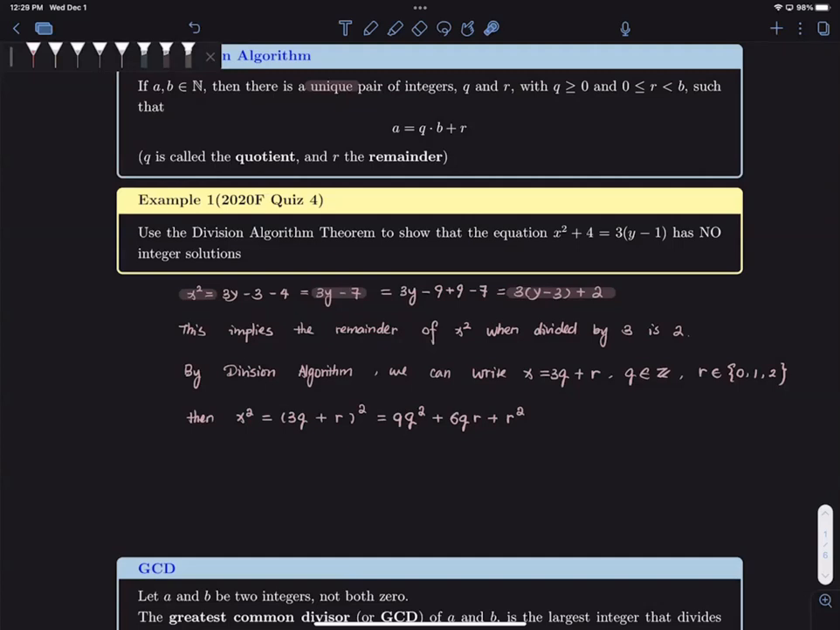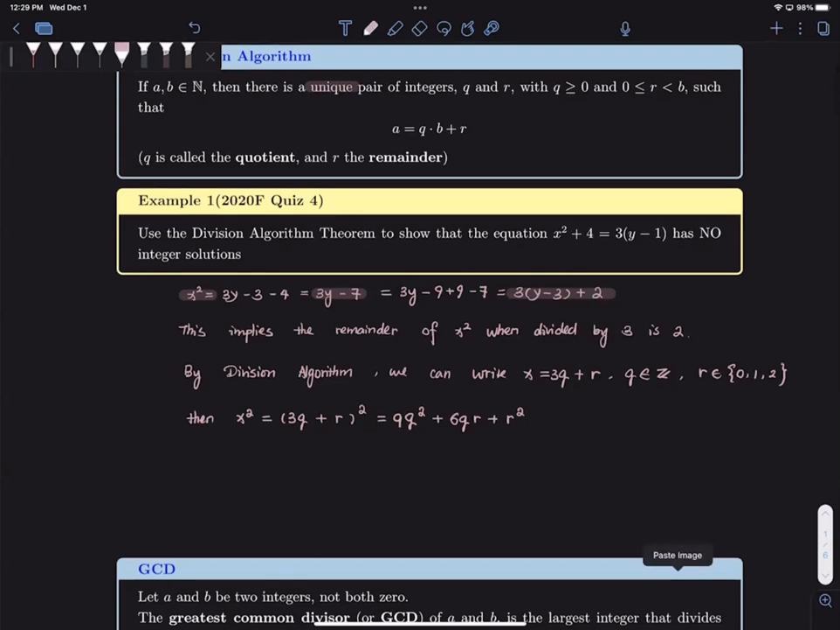Yeah, so it's in the same form. Exactly, so we know what the remainder is, so you can compare the remainder. So this is 3 times (3q squared plus 2qr) plus r squared. Okay, so that means when x squared is divided by 3, the remainder is going to be r squared.